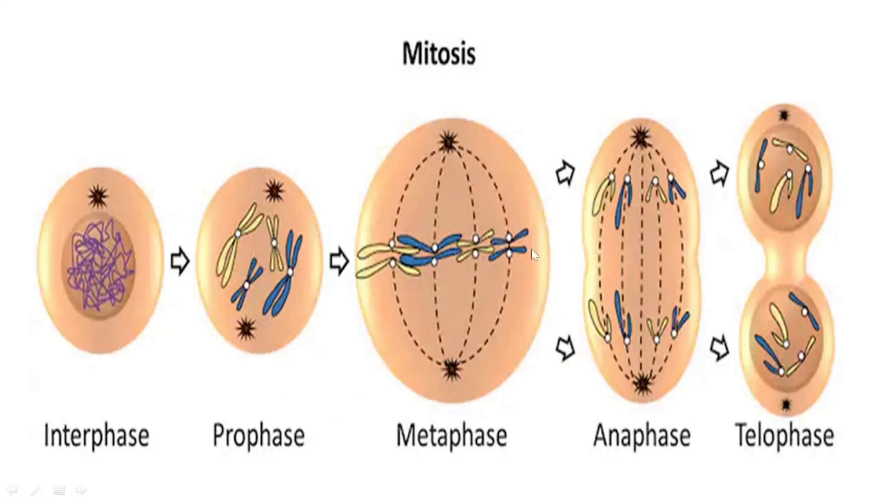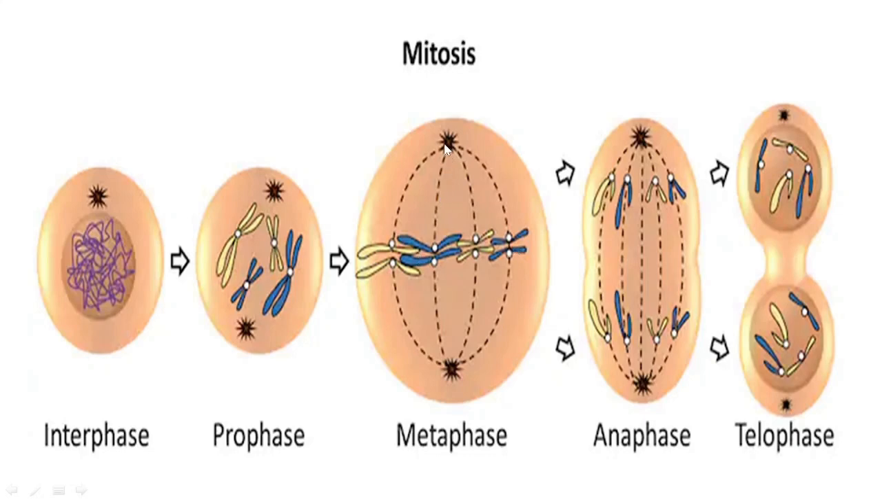After which they will move towards the central plate, and in the meantime, of course, the nuclear membrane has disappeared, and these chromosomes are simply lying in the cytoplasm. Now what will happen, these chromatids will line themselves in the central space of the cell.